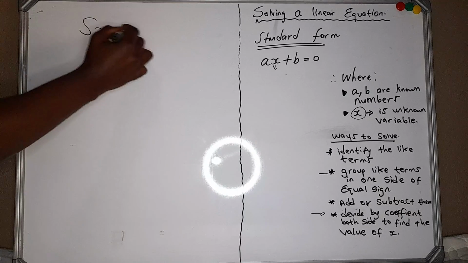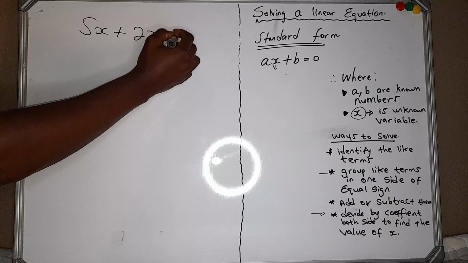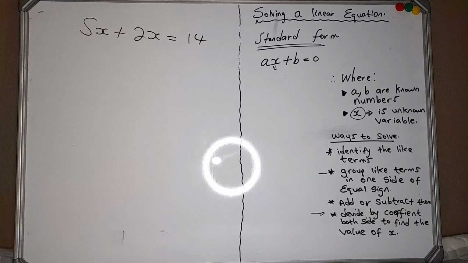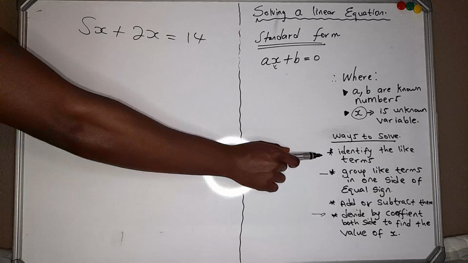5x plus 2x is equal to 40. They want you to solve for x. First, you must know how to identify the like terms.